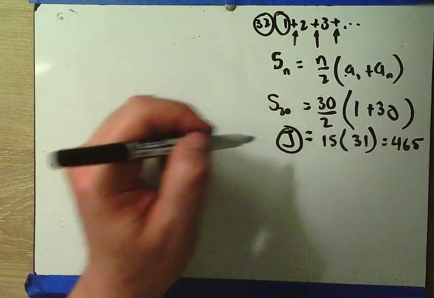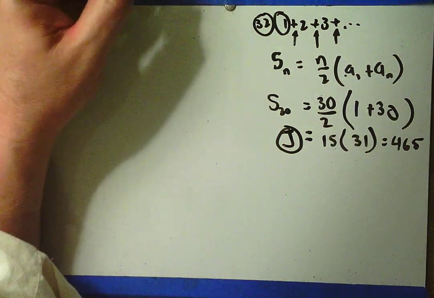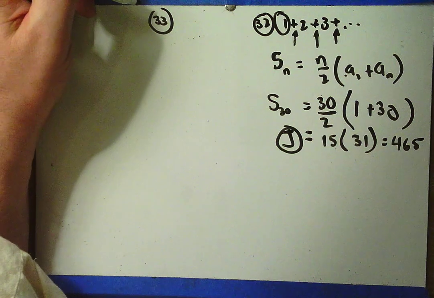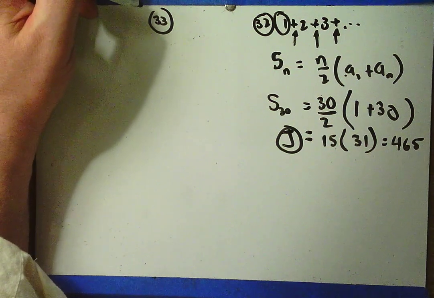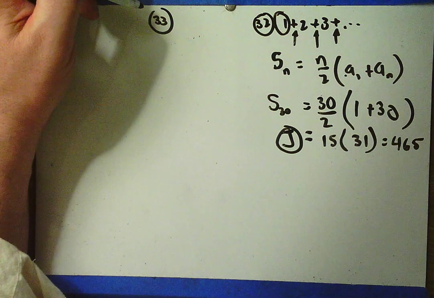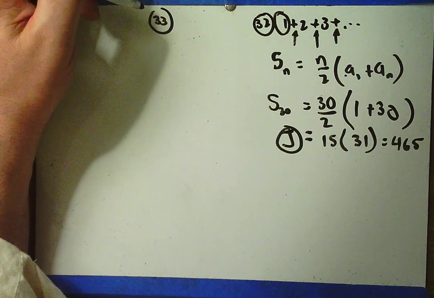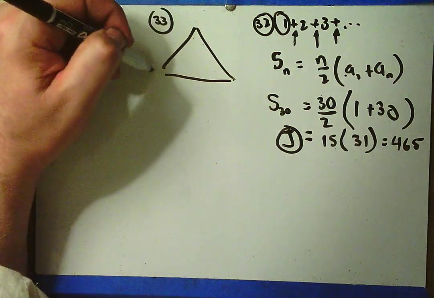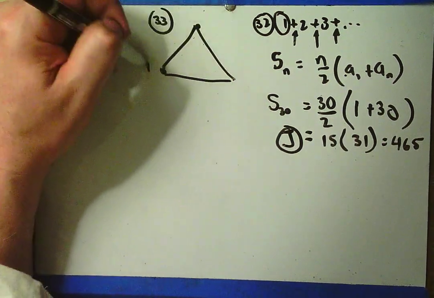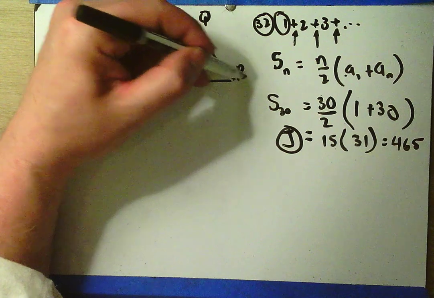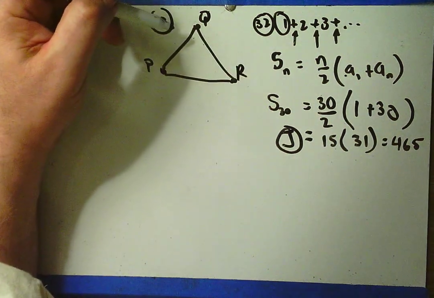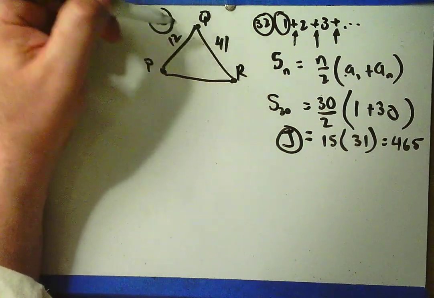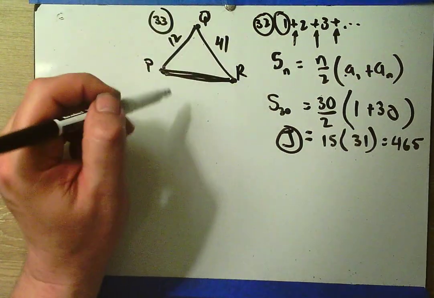465, or J, is my answer for 32. 33. Side PQ is 12 inches long, side QR is 41, which cannot be the length of side PR. So there's this triangle, and we need to know the triangle inequality theorem, PQR. And we know that PQ is 12, and we know that QR is 41. And what can we say about this?